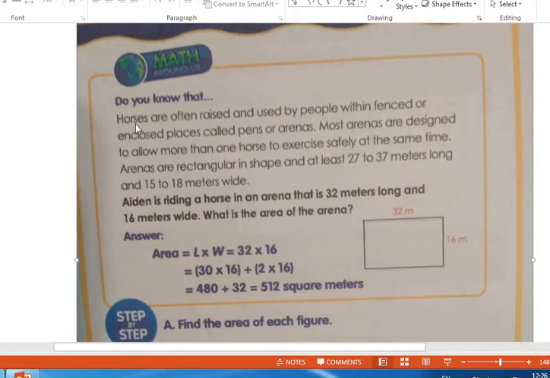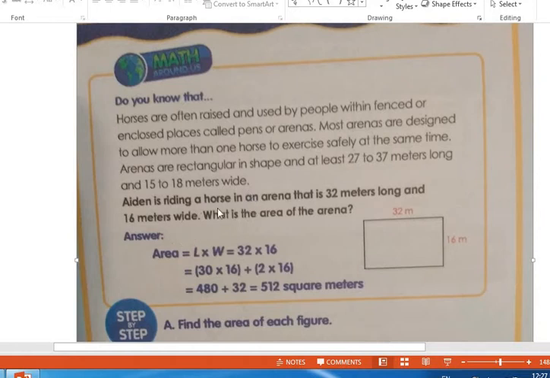Horses are often raised and used by people within fenced or enclosed places, called what? Called pens or arenas. Most arenas are designed to allow more than one horse to exercise safely at the same time. Arenas are rectangular in shape, at least 27 to 37 meters long and 15 to 18 meters wide.